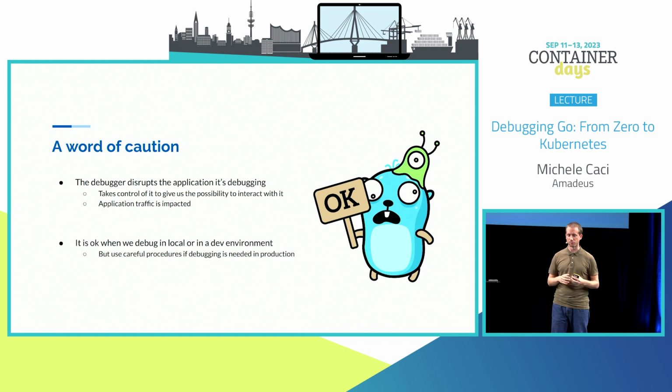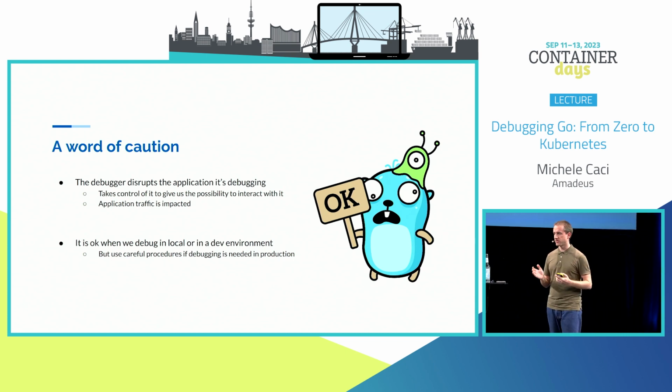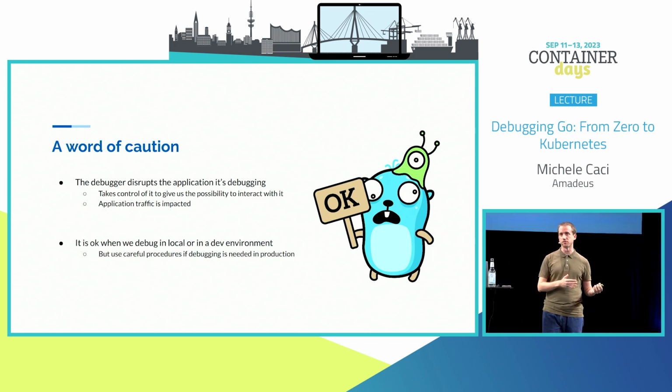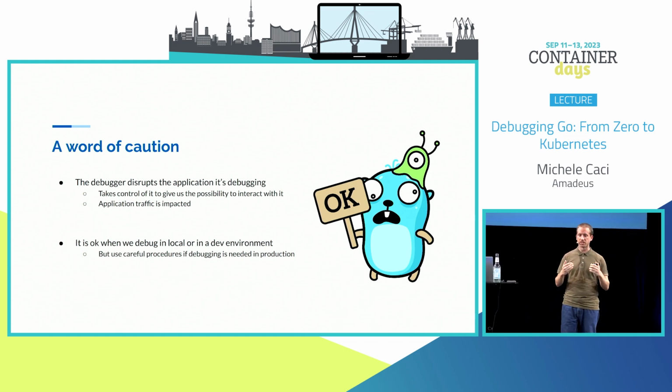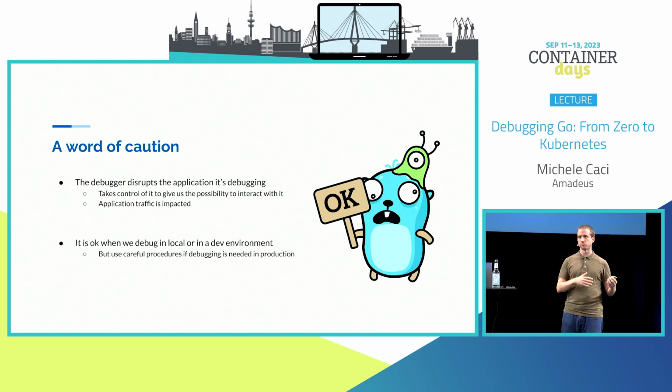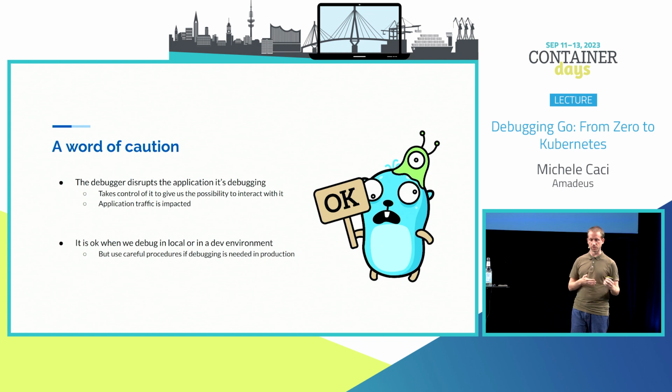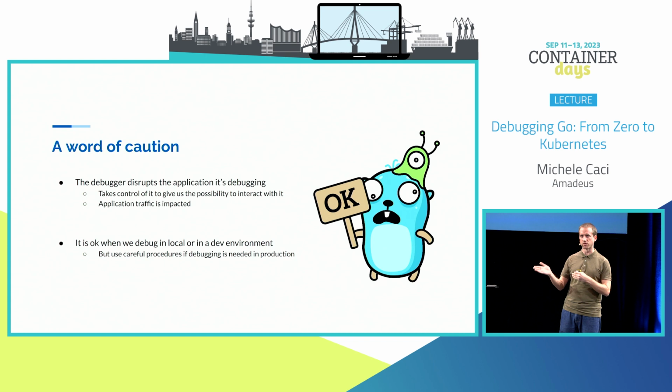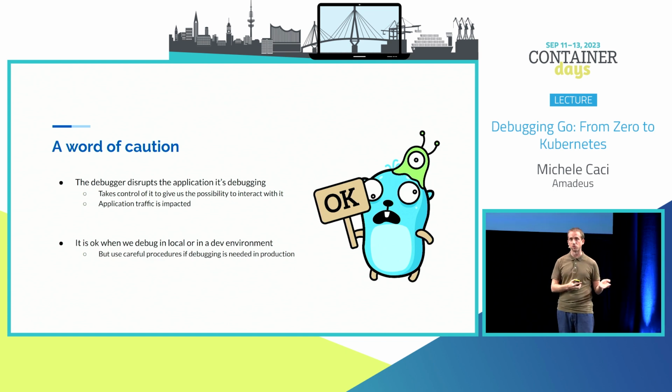It's not all positive, unfortunately. The debugger disrupts the application that it's being debugged, in the sense that it stops everything, takes control of it, and gives us the possibility to interact with it, which means that the application traffic is impacted. So if we do this on our local environment or on a development environment in the cloud, it's fine, because we don't expect our customers to come to our laptops or to our development environments in the cloud to shoot traffic and execute their business logic there.